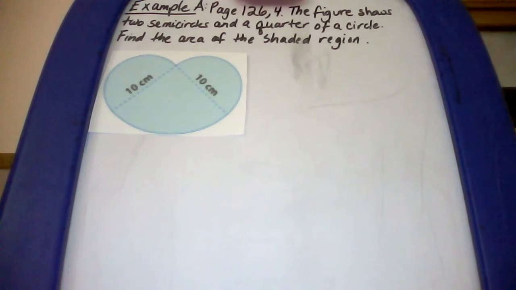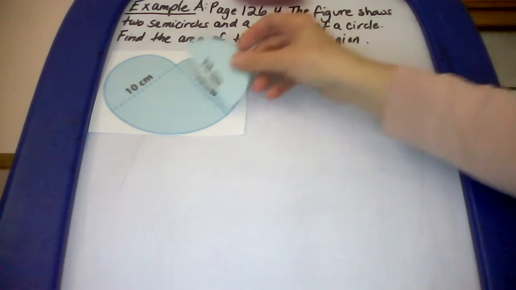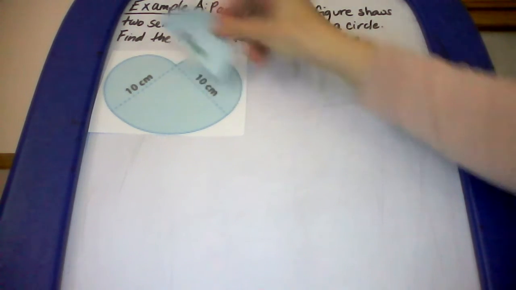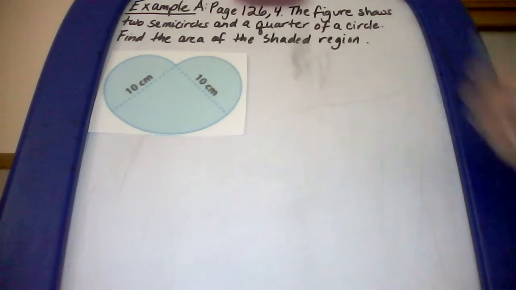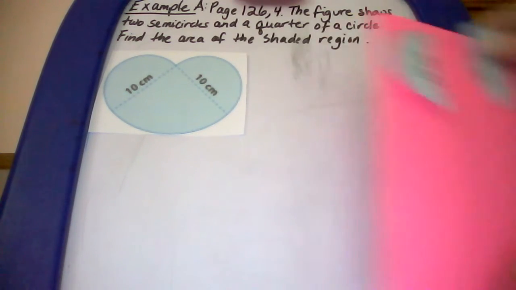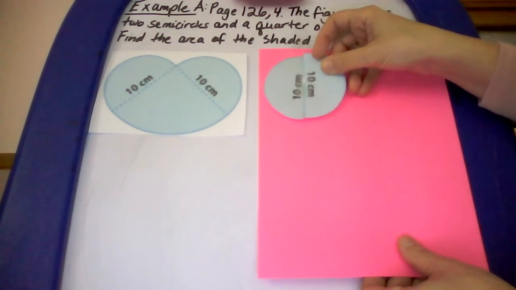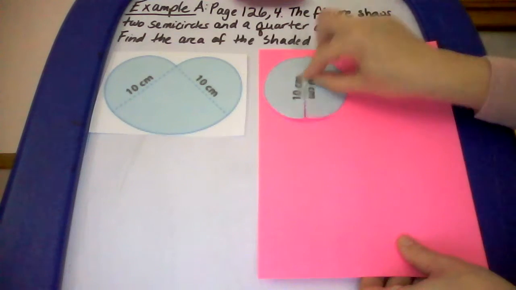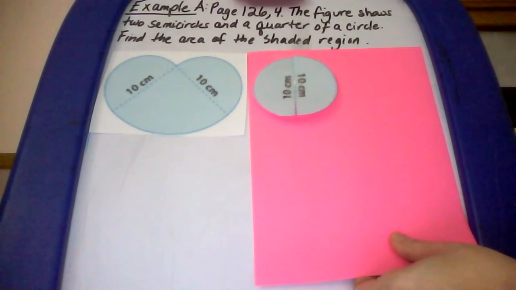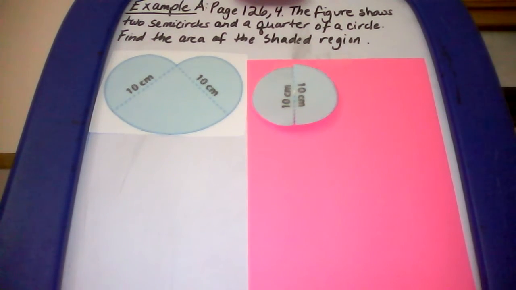Example A. Page 126, number 4. The figure shows two semicircles and a quarter of a circle. Find the area of the shaded region. I'm going to start with these two semicircles. If you notice, if we put them together, I actually have a full circle.